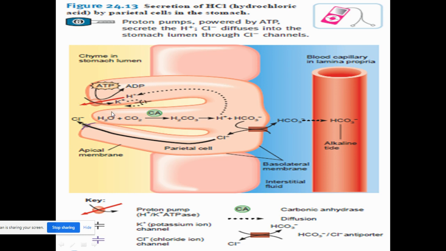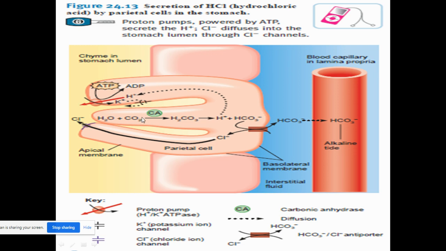Okay, the water and the carbon dioxide present in the cell will combine together to form carbonic acid in the presence of the enzyme carbonic anhydrase. So, once carbonic acid is formed, it will be split up into H plus and HCO3 minus. This H plus is contributed for the proton pump. Okay, this proton has to come outside into the lumen.